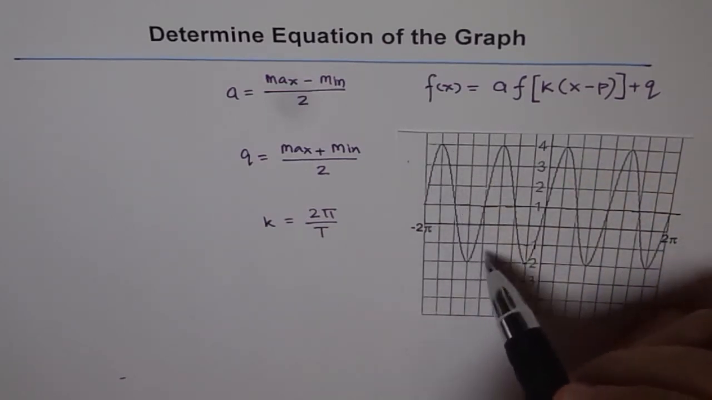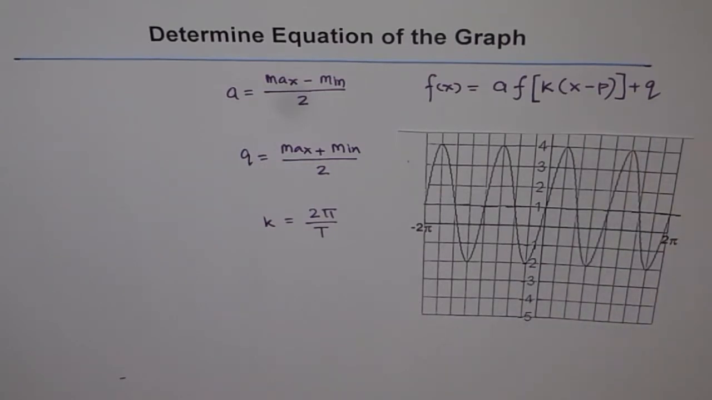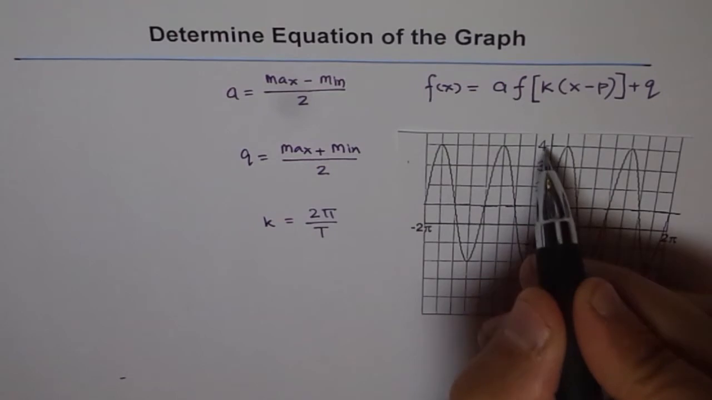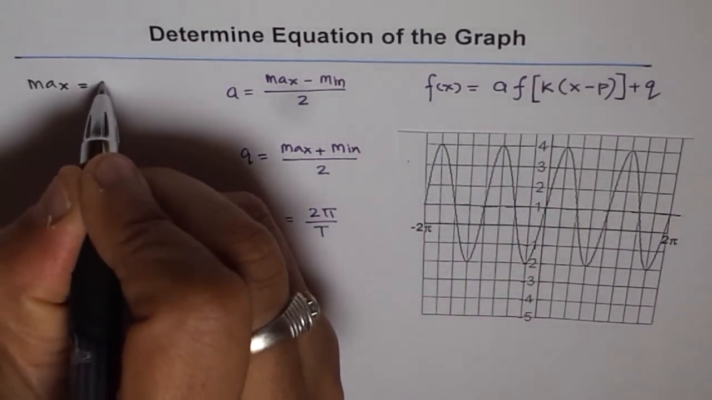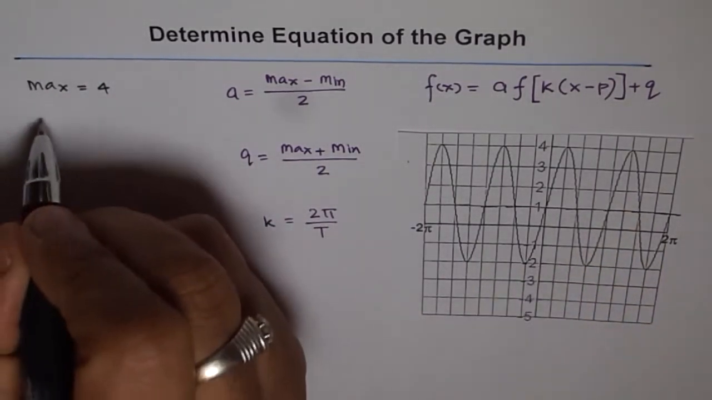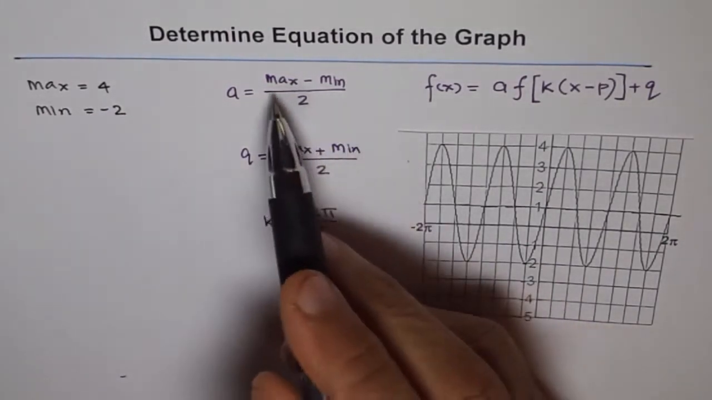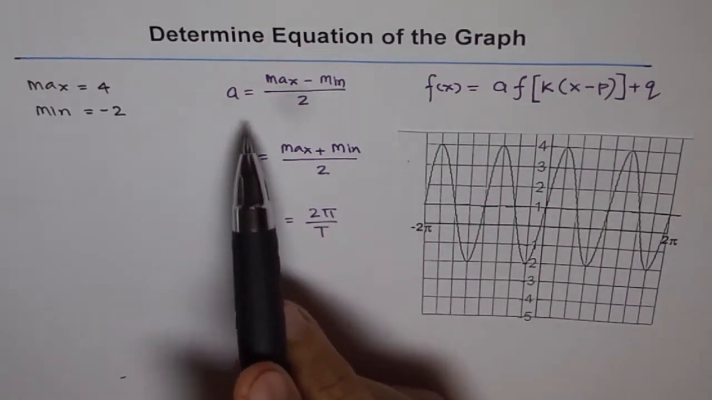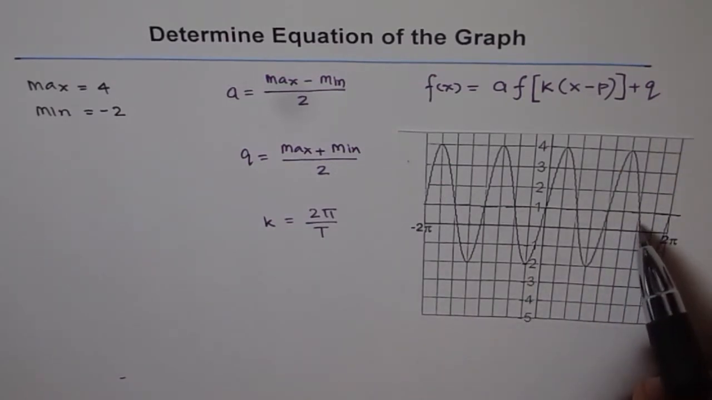Now there's a sine wave given to you. Now as you can see, let's write down what is the maximum of the sine wave. Maximum is 4, correct? So we'll write here maximum equals 4 units. And what is the minimum? Minimum is minus 2, correct? So we got maximum, minimum. Thereby we can calculate a and q, which is the amplitude and translation of the axis of symmetry, correct? So let's do this.